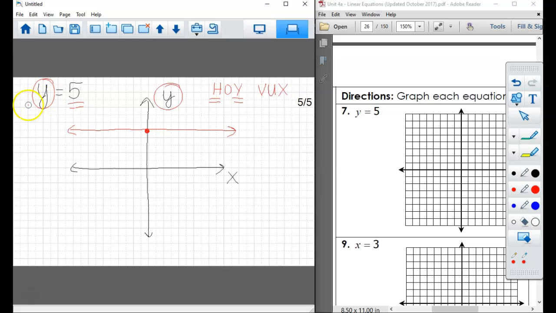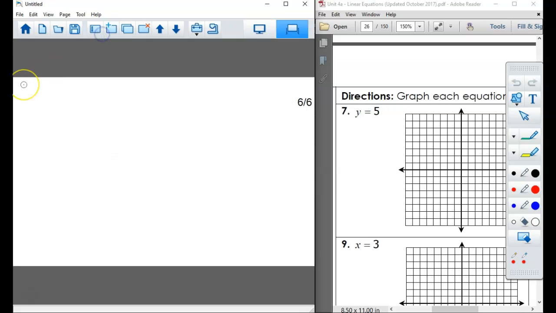So the letter tells you which axis to cross. The number tells you where. So we're crossing the y-axis at 5. And then Hoy Vux. Hoy has the y. So we want to draw a horizontal line. All right.